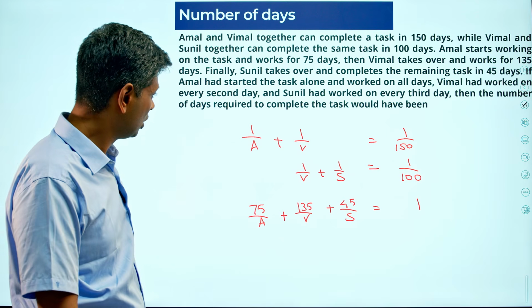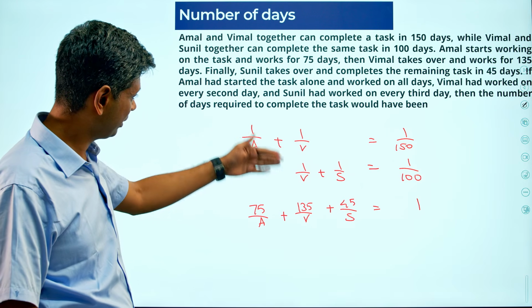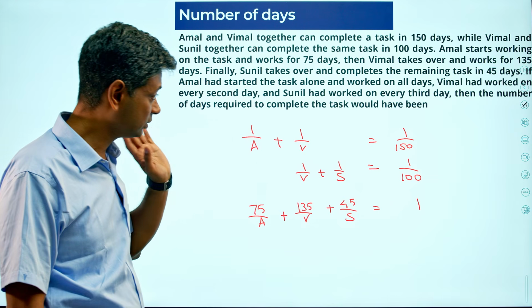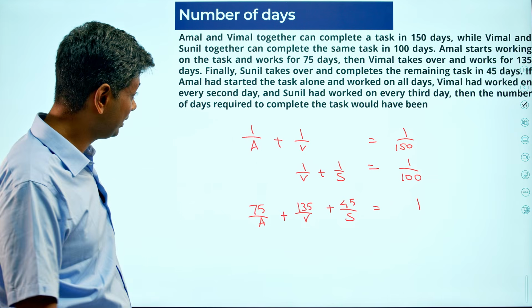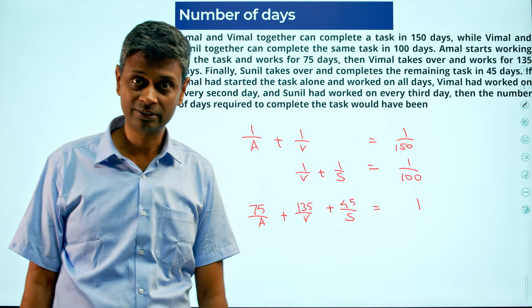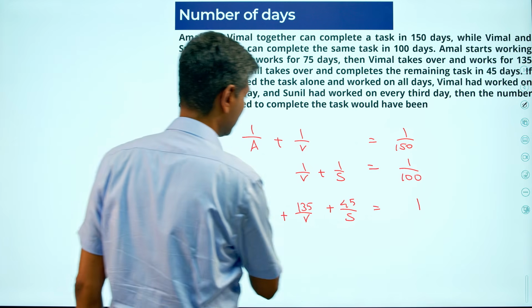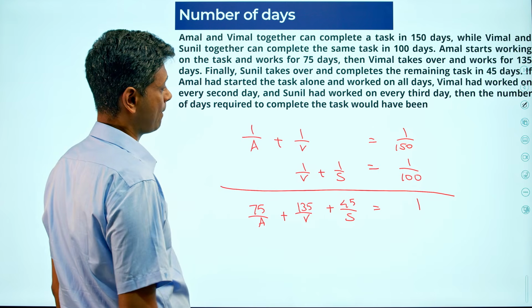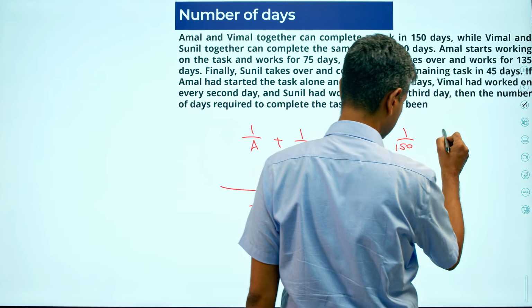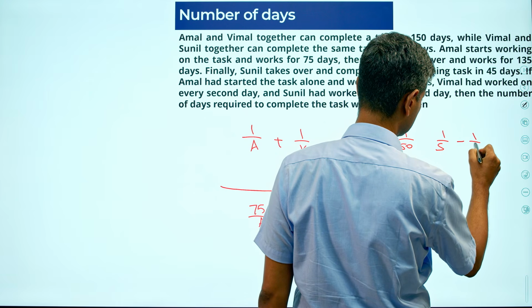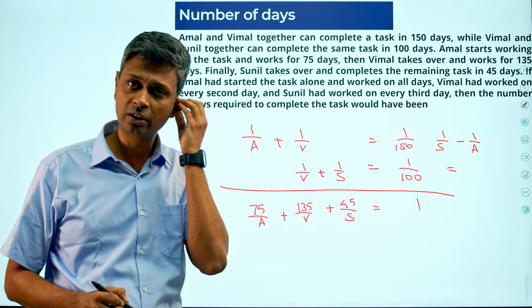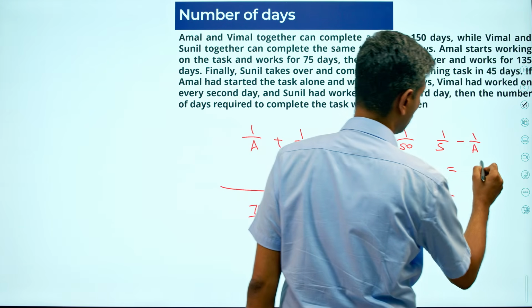And so we subtract one from the other, V will disappear. We make V disappear again by doing something else here. Then we should be able to find A and S. What am I going to do? Subtract the first from the second. So we'll get 1 by S minus 1 by A, 1 by 100 minus 1 by 150. 3 by 300 minus 2 by 300 is 1 by 300.